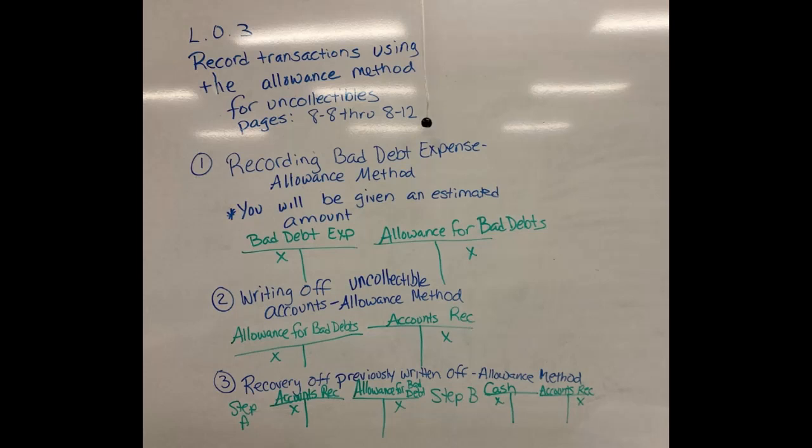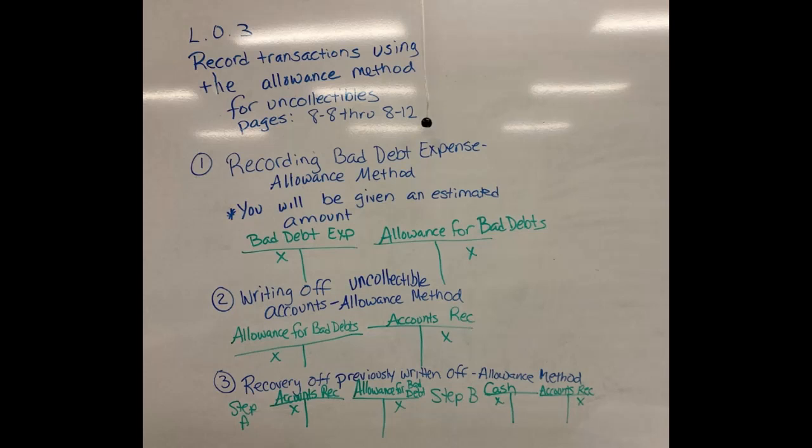Second thing you learn in this section is writing off any of these uncollectible amounts that we just guesstimated in that first transaction. So with that being said, we're going to take it out of allowance for bad debts because it's no longer a guesstimate, it's reality. We receive notice, and we're going to take it out of accounts receivable. This way we're not overstating the balance sheet by doing this transaction.